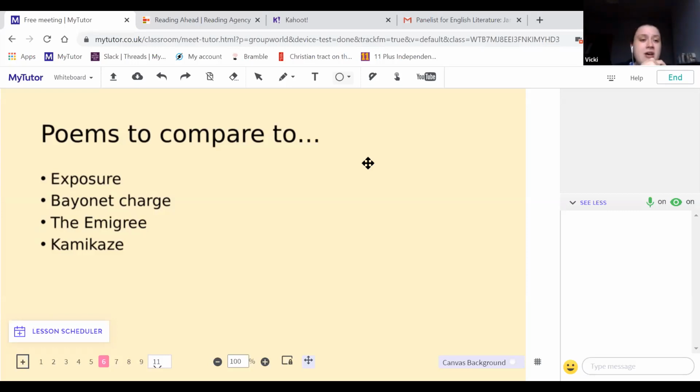Bayonet Charge, again, on the battlefield, which is nice. I don't think it's as nice as the other three. The Emigre is all about having to emigrate because of war. So that's a nice one about being affected by war, but you're not actually fighting in it. And Kamikaze, you can pretty much compare with anything. But that's, again, a person who has been affected by war but hasn't fought. So that would be a really nice comparison and retelling of memories and stories.